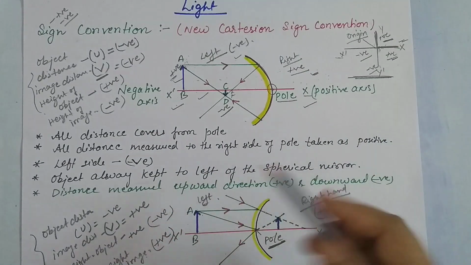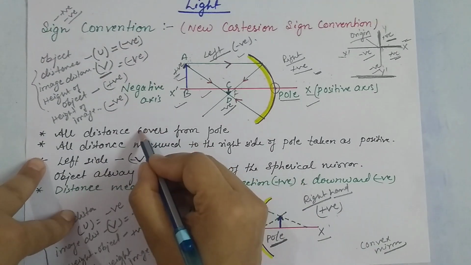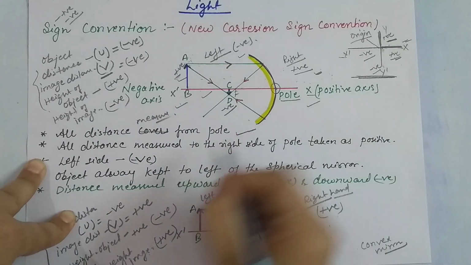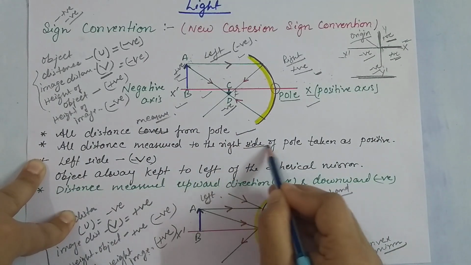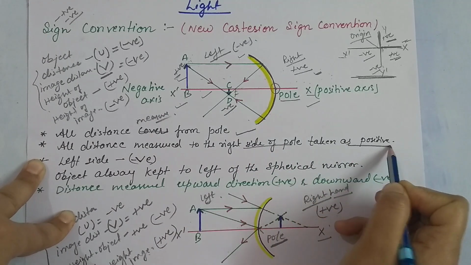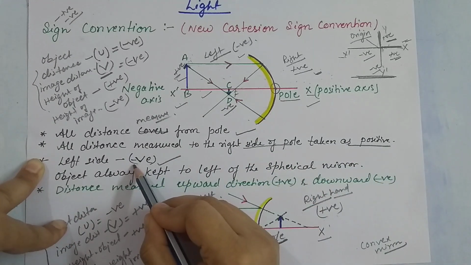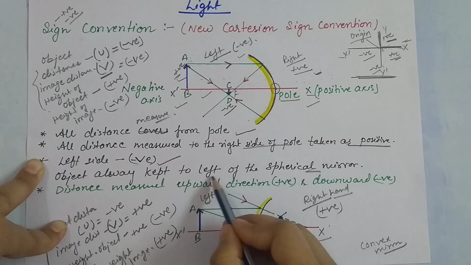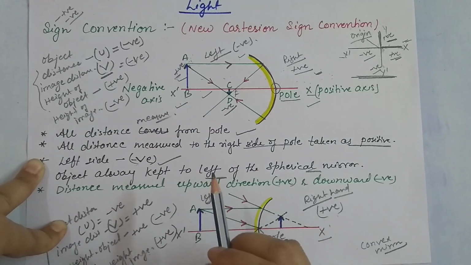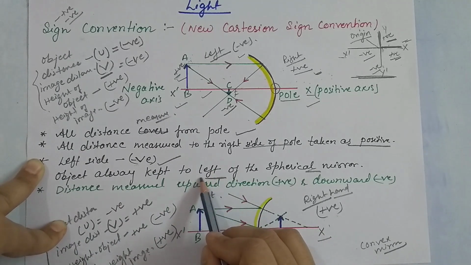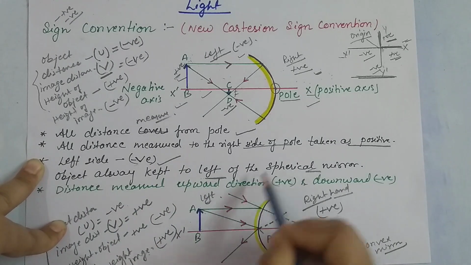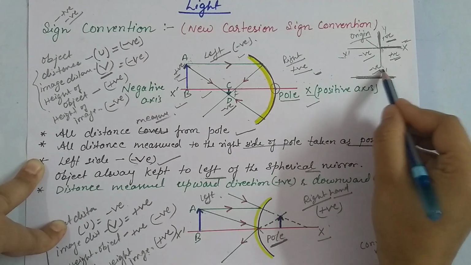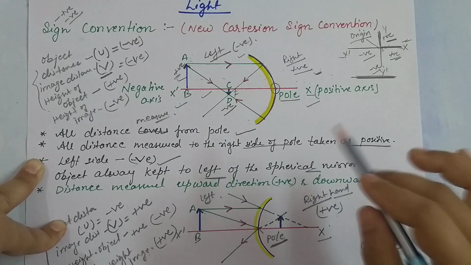Some points to remember: all distances should be measured from the pole. All distances measured to the right side of the pole are taken as positive, and on the left side as negative. The object is always kept to the left of the spherical mirror. It is very important to keep the object always to the left of the mirror. Distances measured in the upward direction are positive and downward negative. We should keep this coordinate system in mind for doing the sign convention.